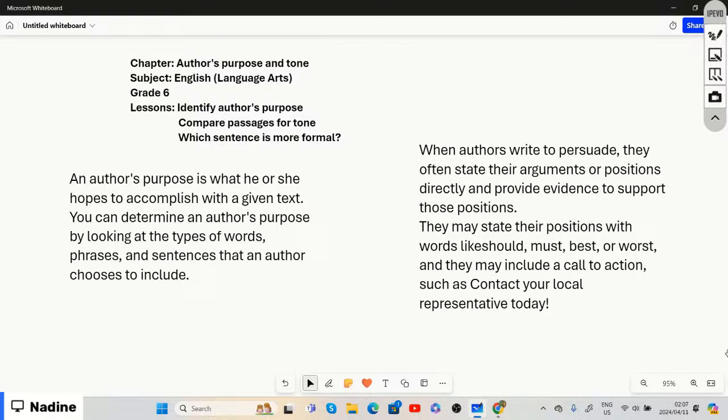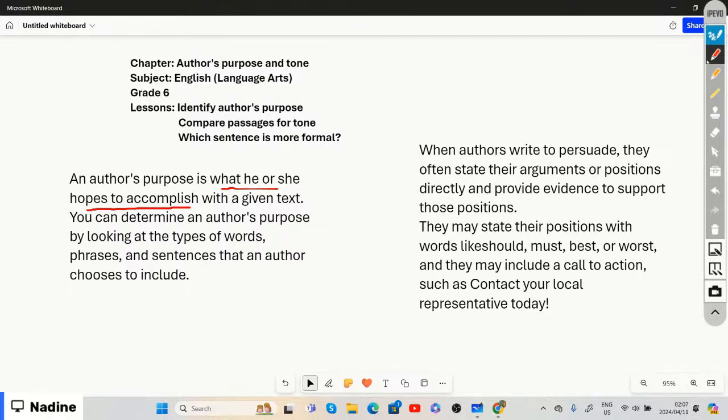All right. So once again, we said an author's purpose is what he or she hopes to accomplish with a given text, right? And you can determine an author's purpose by just looking at the type of words that he or she uses.